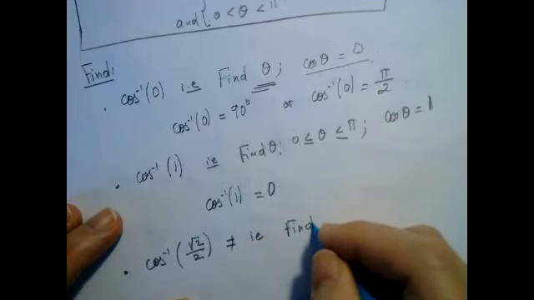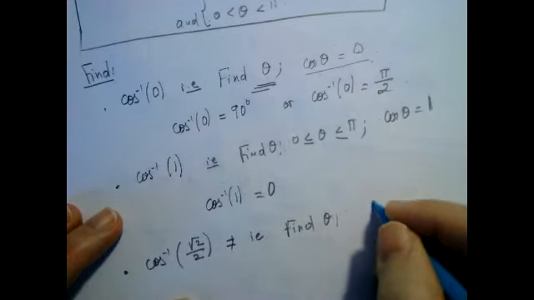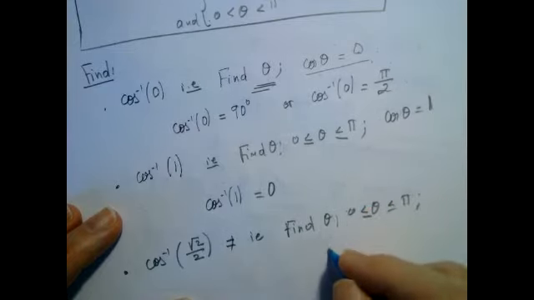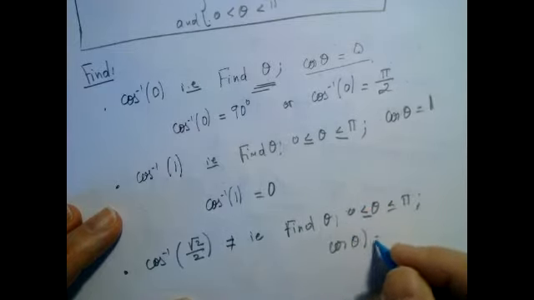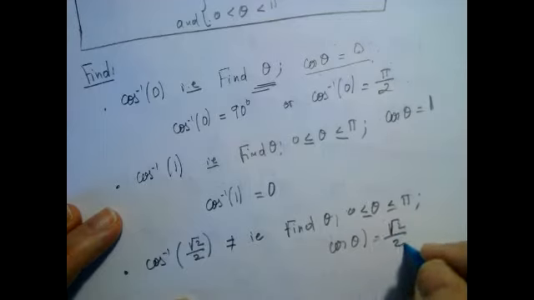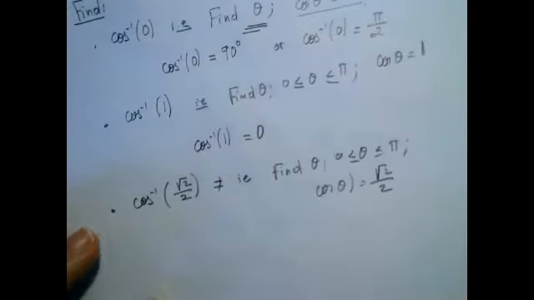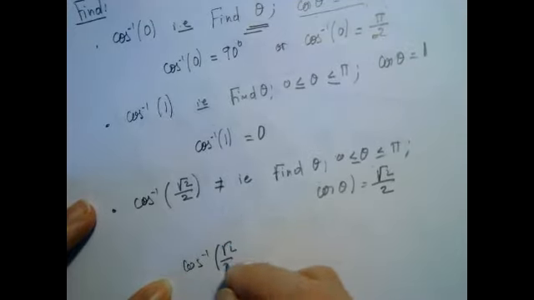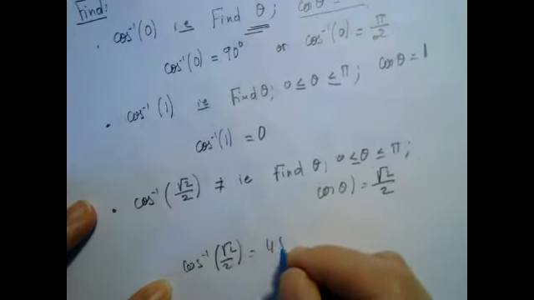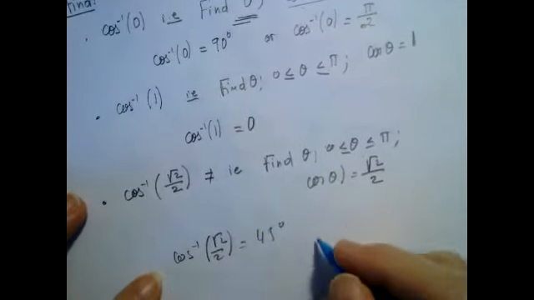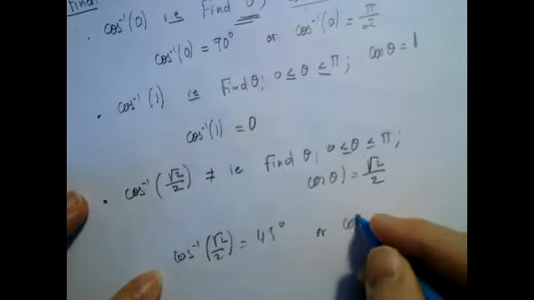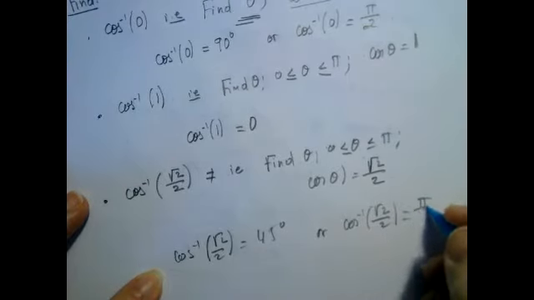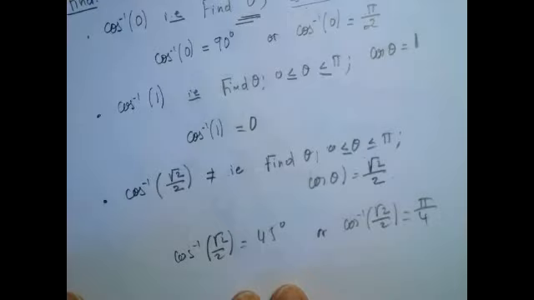So I keep repeating till it becomes: find theta between 0 and pi such that cosine theta is the square root of 2 over 2. That's really what it means. So it's 45 degrees if you're moving in degrees, or it's pi over 4 if I am working in radians. So that's really what the cosine inverse is.